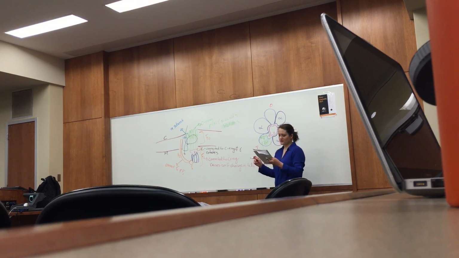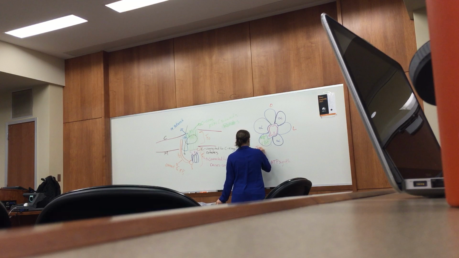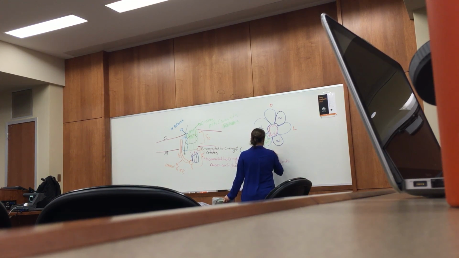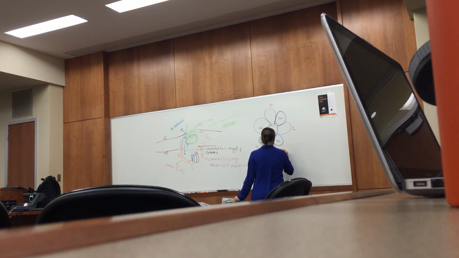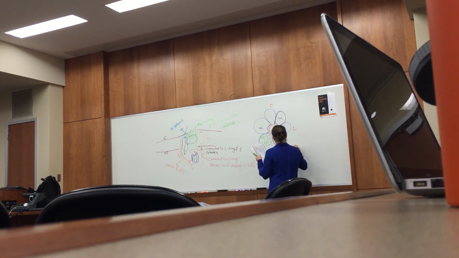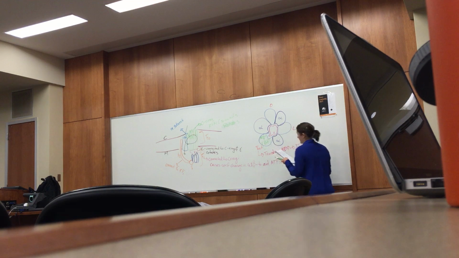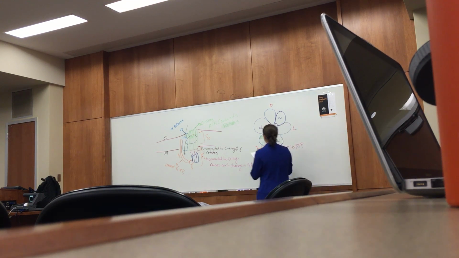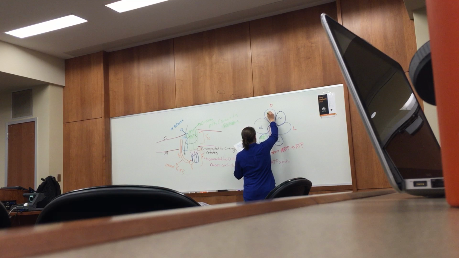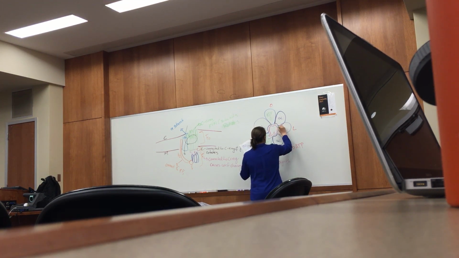So if taut doesn't help you remember it, you can also think of it as being the transition state, the transition from ADP to ATP. The other two are going to both have ADP and inorganic phosphate in them.